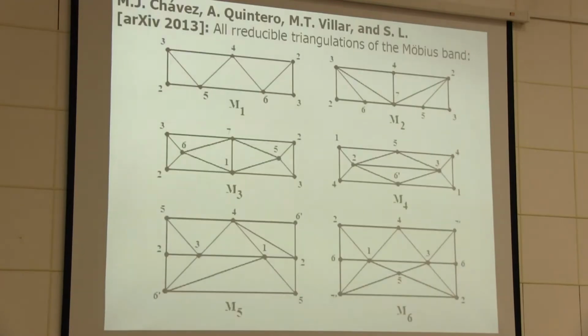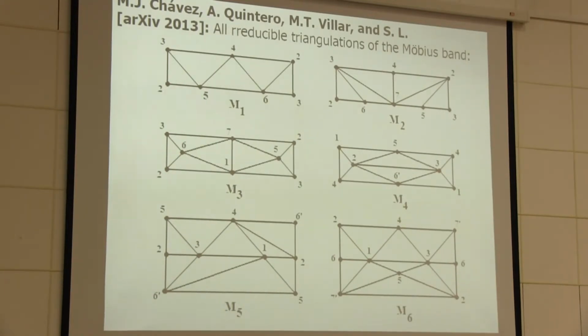And here is the list of irreducible triangulations of the Möbius band. Actually, the smallest one has 5 vertices and the largest one has 7 vertices. To obtain a Möbius band, you should identify the left and the right sides of each rectangle in anti-parallel, that is, changing orientation as usual. You will get a Möbius band doing this.